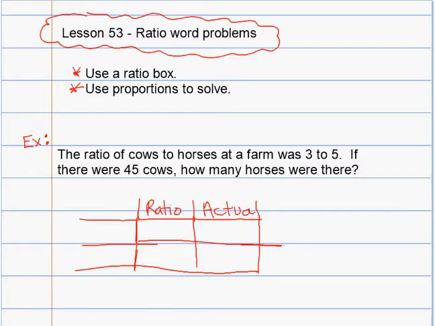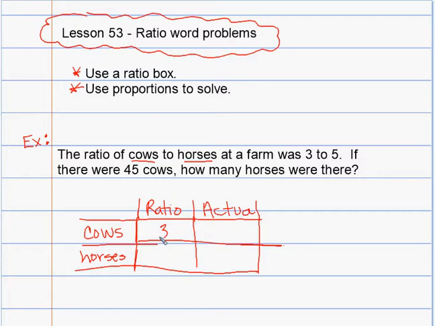So let's see. What do they tell us? They tell us the ratio of cows to horses. So I'm going to write cows and horses. Label your ratio box. That way you can put the information out of the problem in the right spots. So cows to horses, 3 to 5. So it's 3 cows to 5 horses.